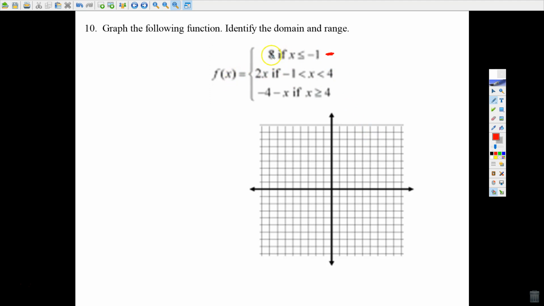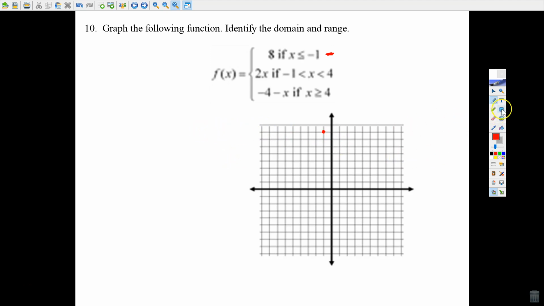F of x equals 8 is a horizontal line. Crosses the y-axis at 8. But we're going to restrict the length of that line so that it shows only the part of the line for x is less than or equal to -1. All right, so here is where x is -1 on the line. And we're going to draw this in the direction that shows numbers for x that are less than -1. So that's going to be going to the left of this red dot.